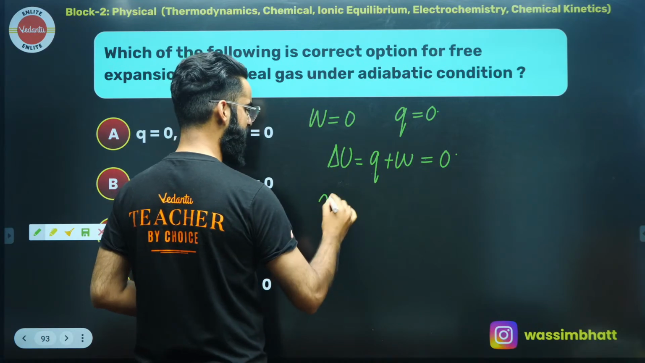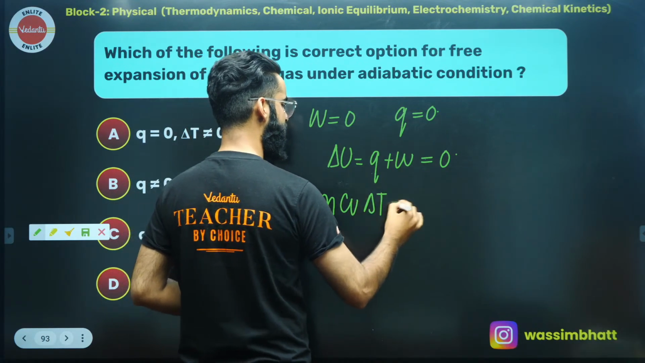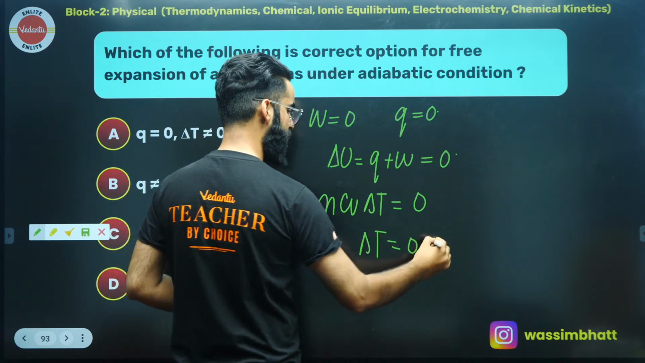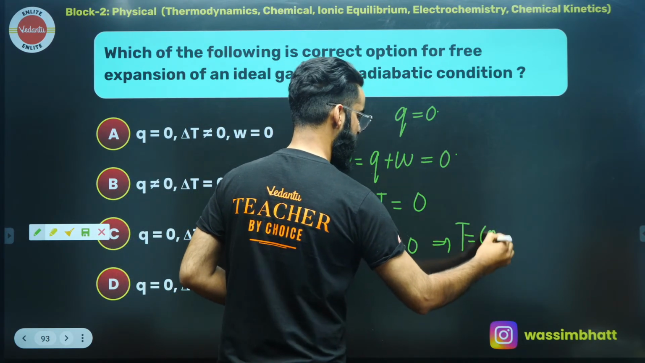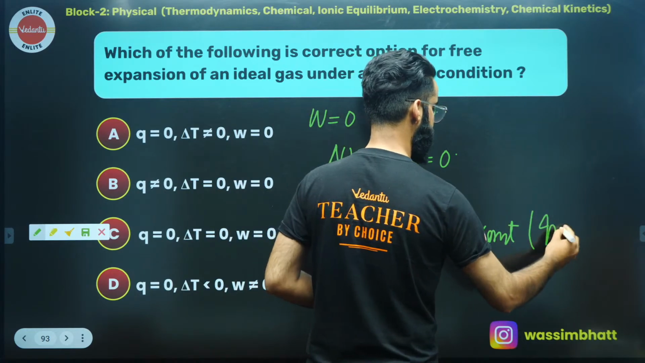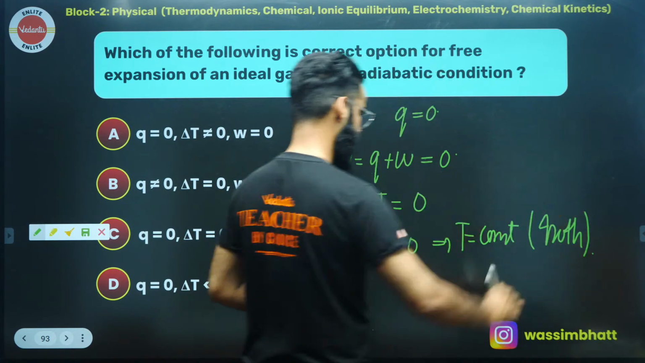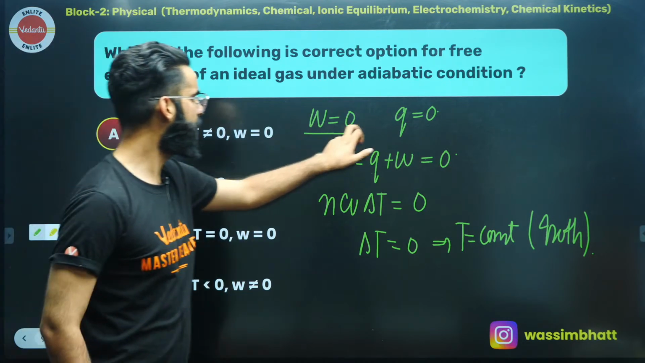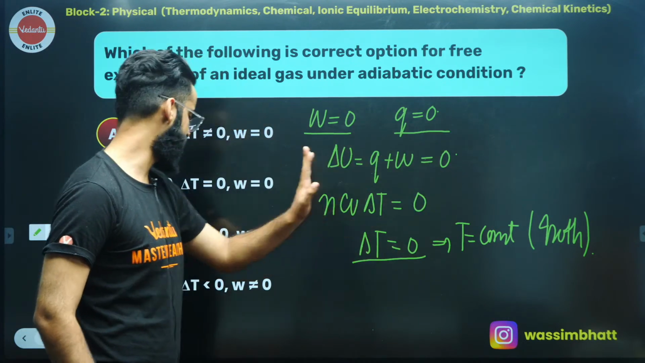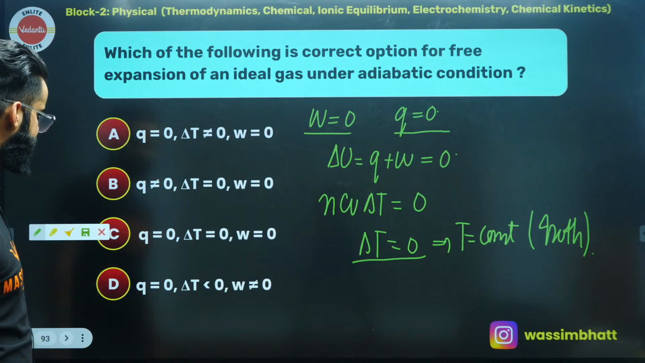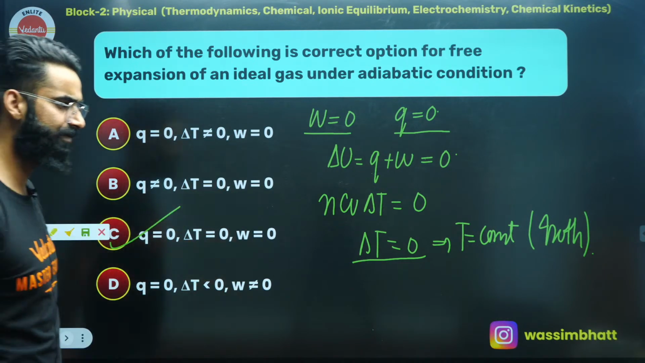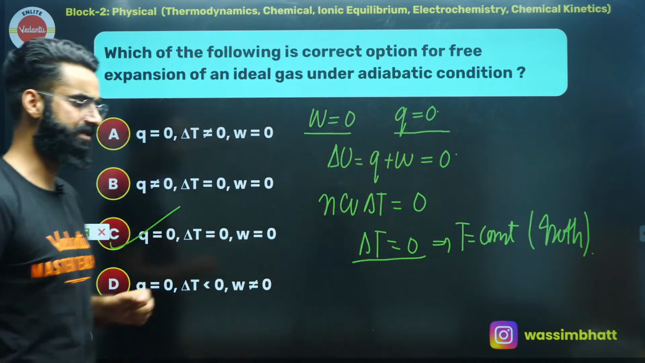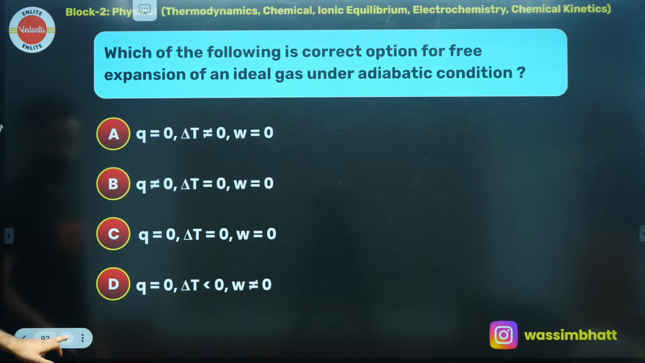What is delta U? Delta U for the ideal gas is nCv delta T. That means nCv delta T is 0, right? That tells me delta T should be equal to 0, so temperature should be constant. If temperature is constant, the process is supposed to be isothermal as well, right? So the question is done. See, W is 0, Q is 0, delta T is 0, T is constant. Check the options. Option C is the one which is correct, right? I'm sure this is clear to everyone. Perfect.